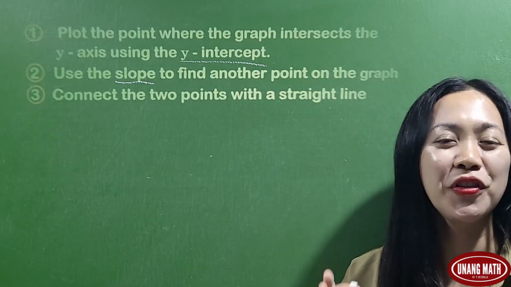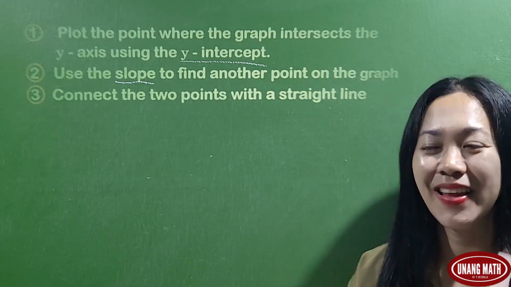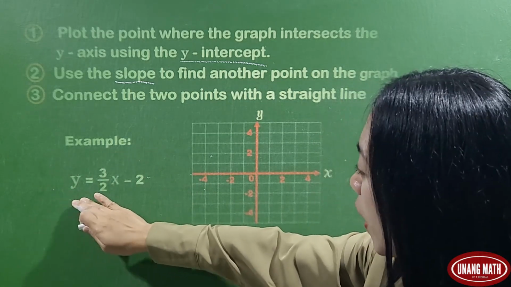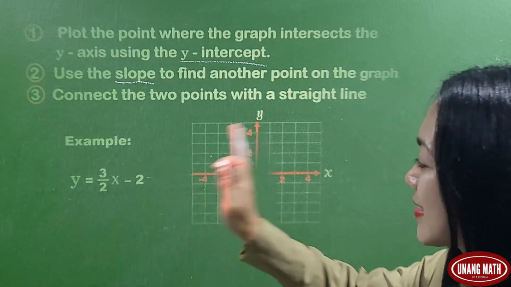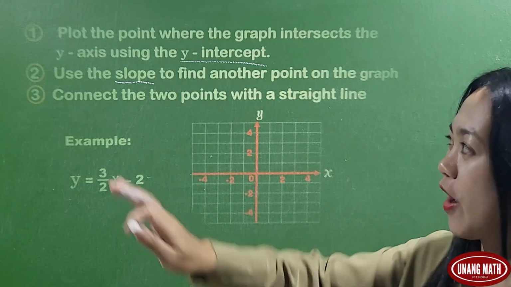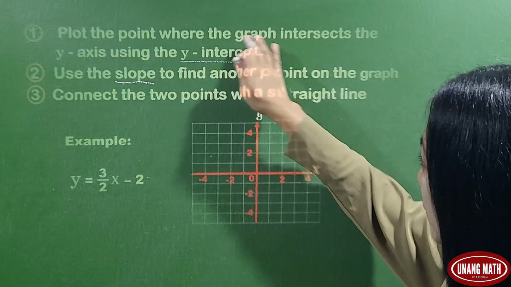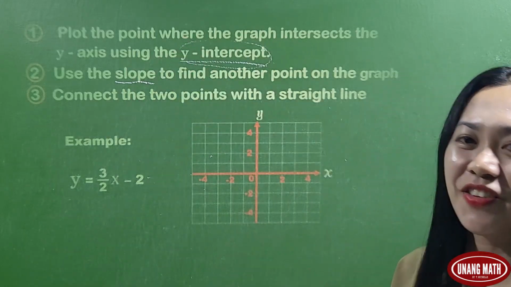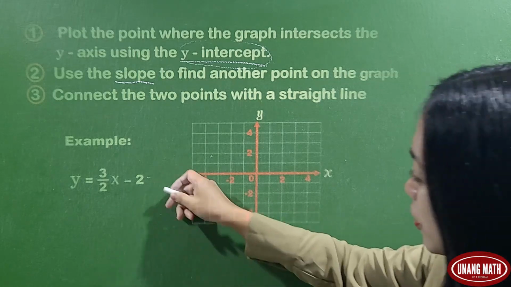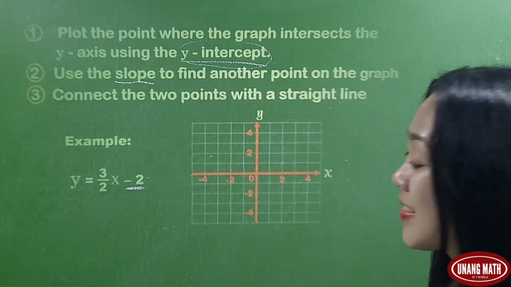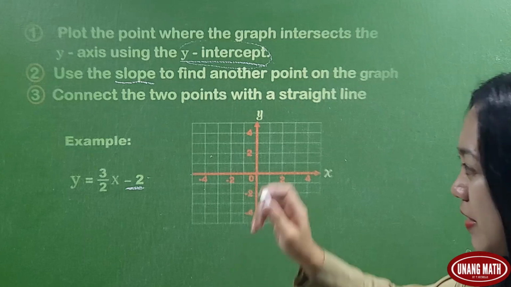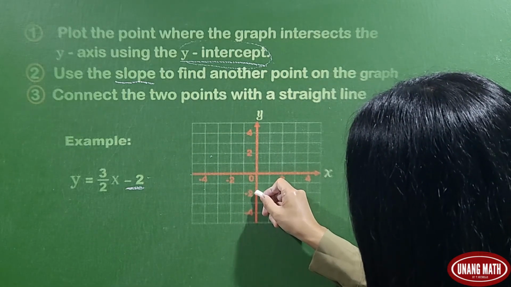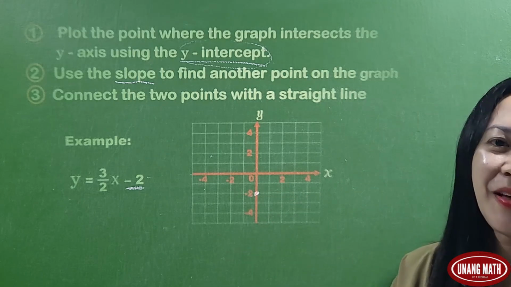For you to understand these steps, let's give an example. Let's graph this linear function y is equal to 3 over 2x minus 2. First, plot the point where the graph intersects the y-axis using the y-intercept. In this linear function, the y-intercept is negative 2. So let's plot this point. Negative 2 is this point.